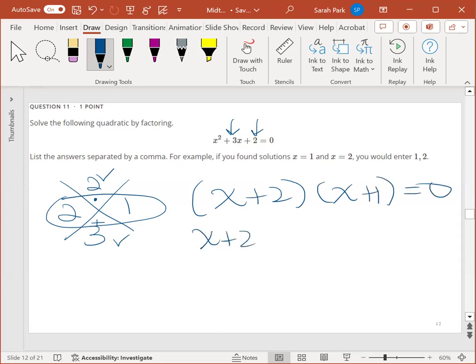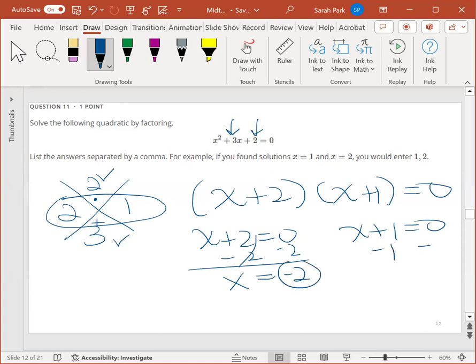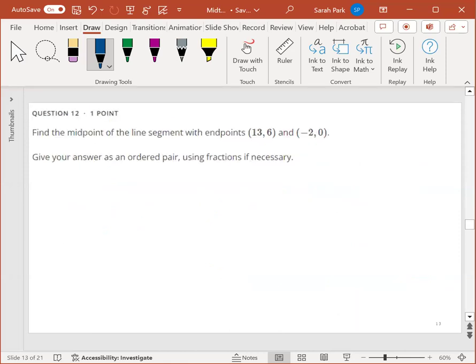Set both of these equal to 0 again, and solve for x. Subtract 2 gives us 0 minus 2, which is -2. Subtract 1, and we get -1. So our solution set is -1 and -2. Okay, let's see what's next.